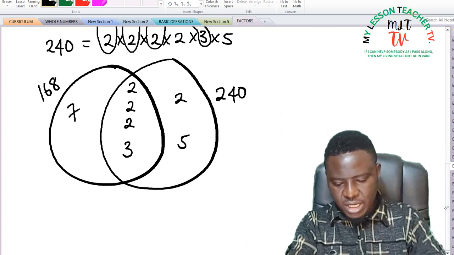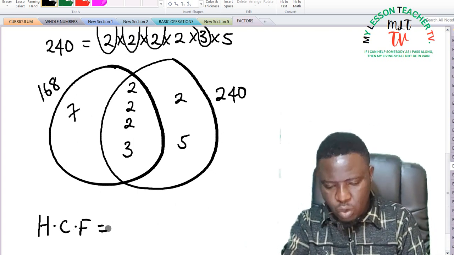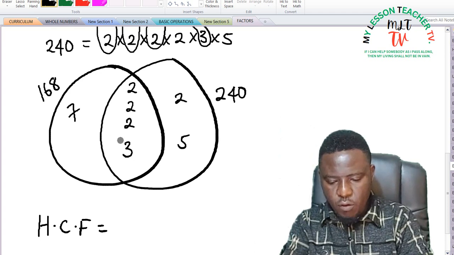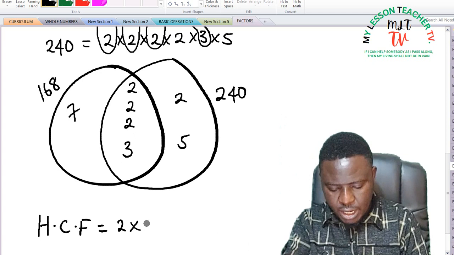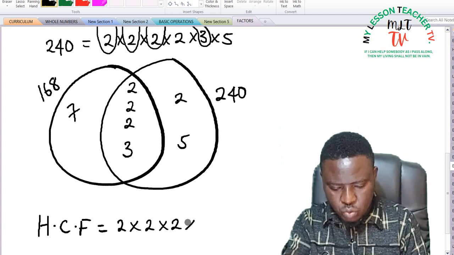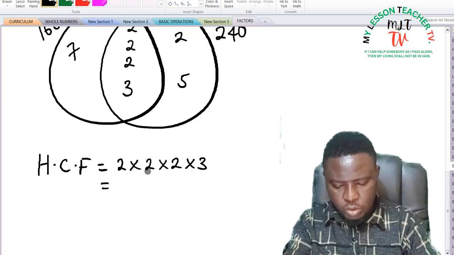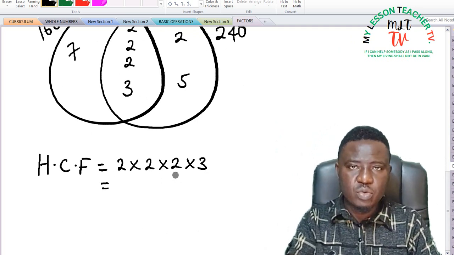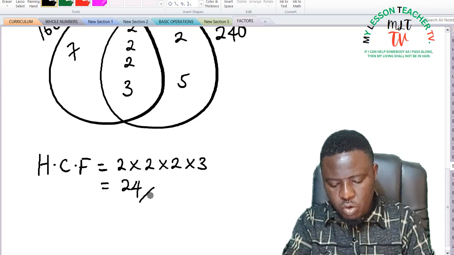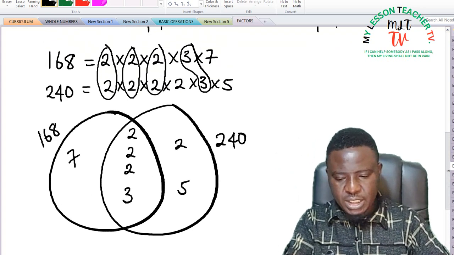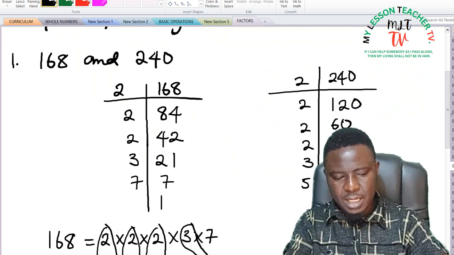So how do we get the HCF? The HCF will now be the product of all those in the overlapped region. That is 2 times 2 times 2 times 3, which is equal to 2 times 2 is 4. 4 times 2 is 8. 8 times 3 is 24. So 24 is the HCF of 168 and 240.